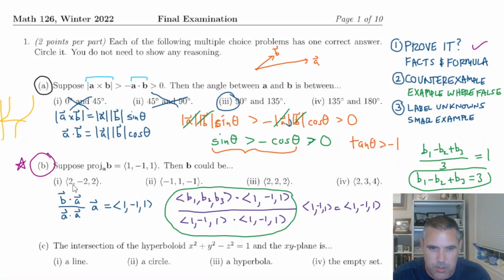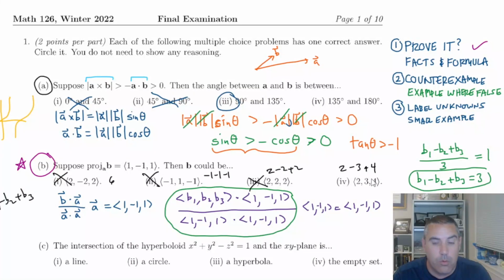So does it work with a 2 and a -2? No, because that's going to give me 6. So I'm just going to calculate for each one of these. What is B1 minus B2 plus B3? And see if I get 3. This one gives me 6, so no dice. This one gives me -1, -1, -1, which is -3. Close, but no cigar. I'm going to put this in. This is going to be 2 minus 2 plus 2. Nope. And then it's going to be 2 minus 3 plus 4. Aha, it's the only one that works.